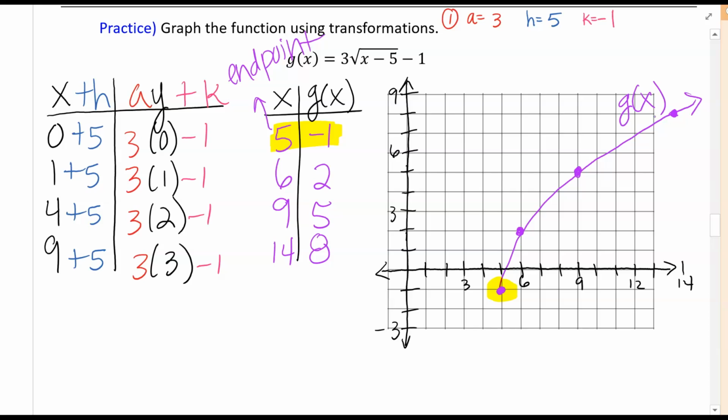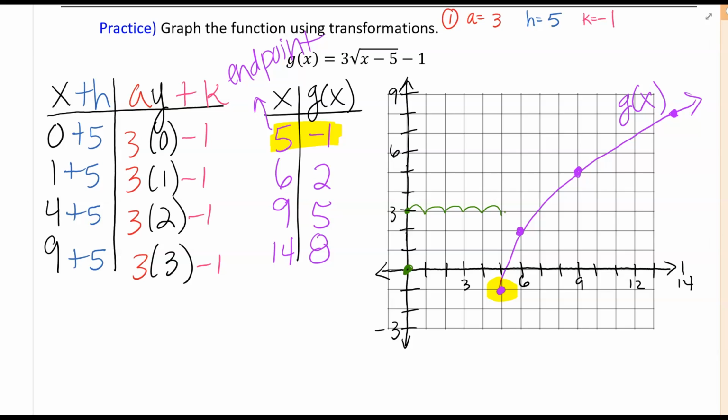Okay? And then for checking, my original parent function is at 0, 0. And I want to check, did I get to where I was supposed to? So the 3 tells us it's going to be a vertical stretch by a factor of 3. So that's going to move up to 3 here. I'm stretching it by 3. And then my h of 5 means I'm going to go right 5 times. So 1, 2, 3, 4, 5. And then I'm going to go down negative 1.